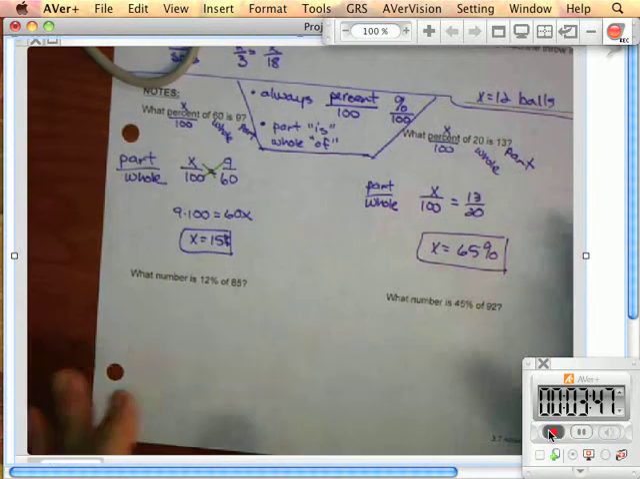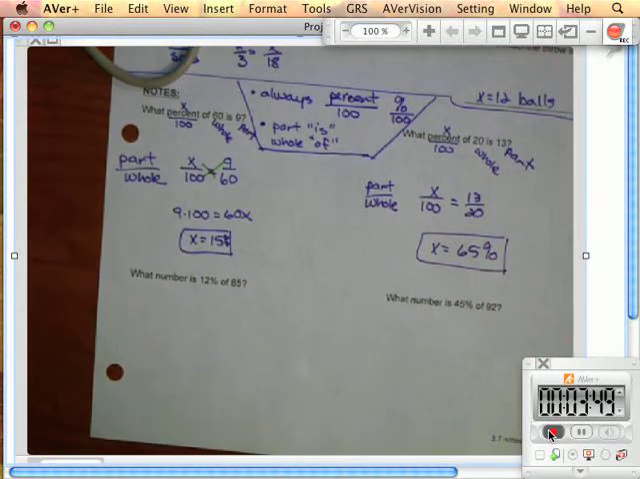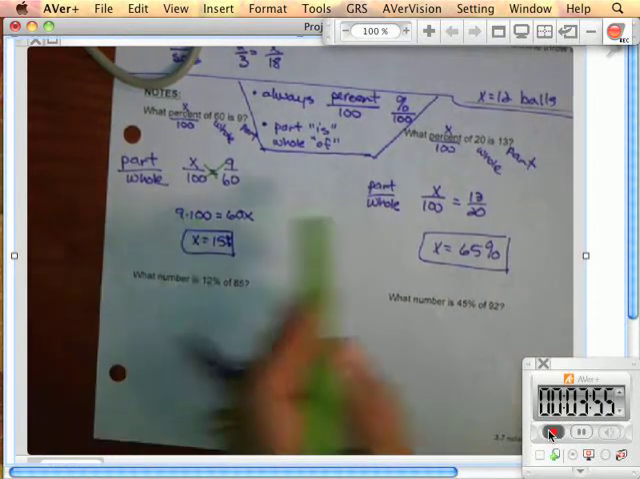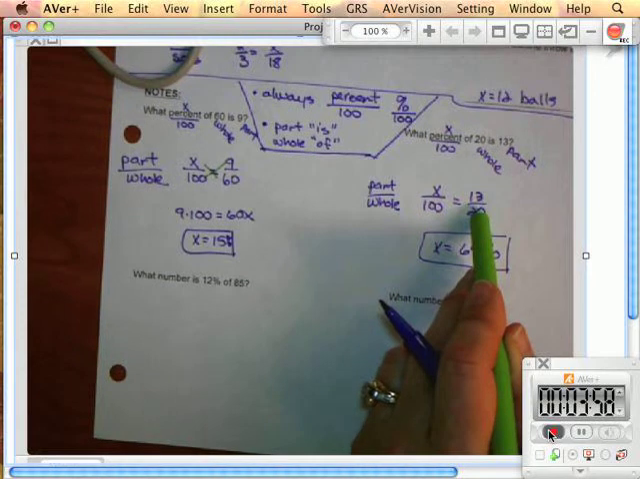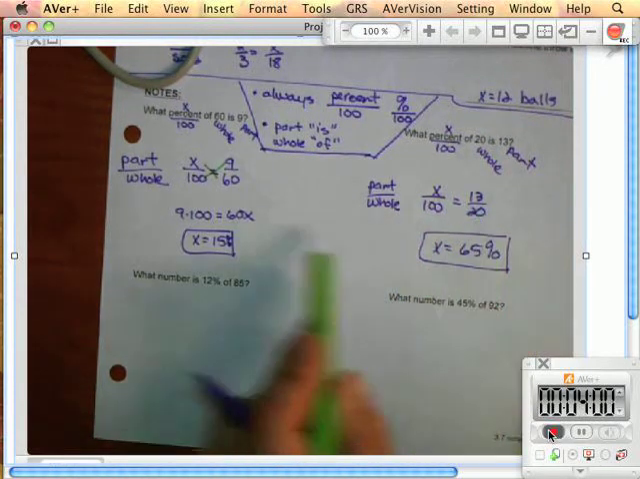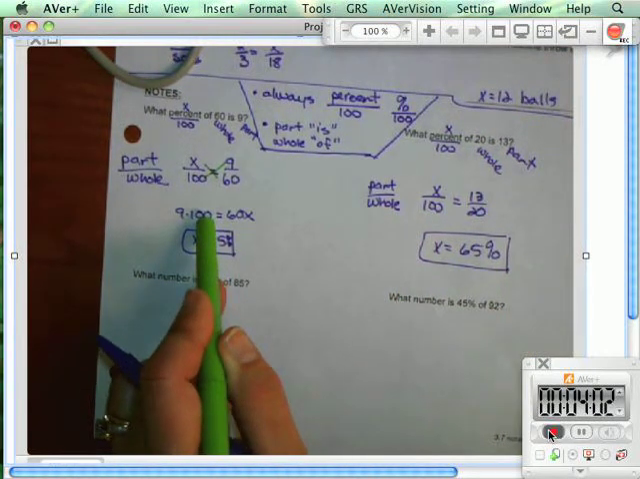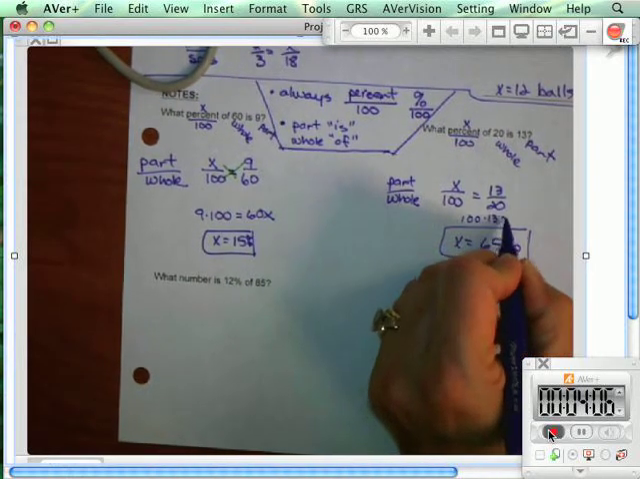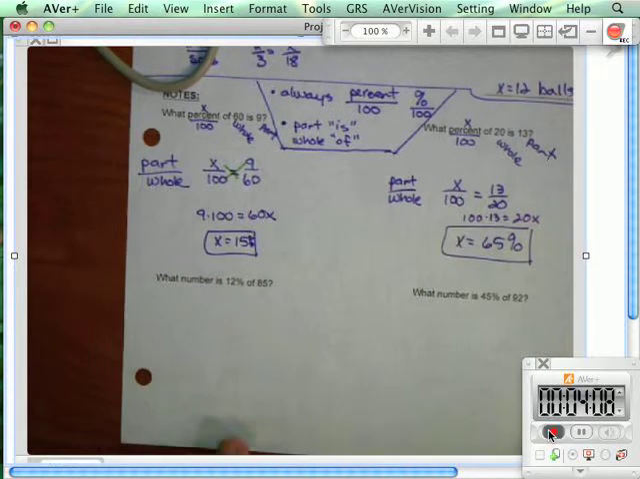Do you all know how I do that quickly? I know a lot of you do. If you just do this, watch. You don't have to; you can write this all out. But you can do 13 times 100 divided by 20, because basically that's what you're doing over here. Or write it out: 100 times 13 equals 20x, and then just do the math.